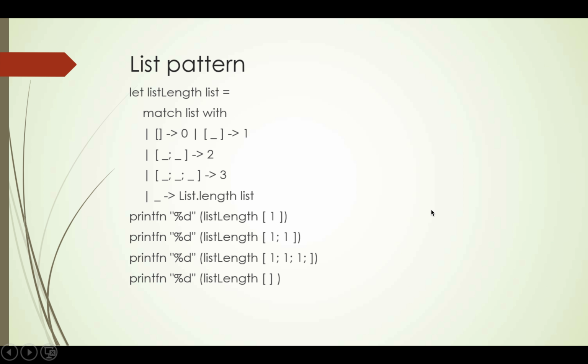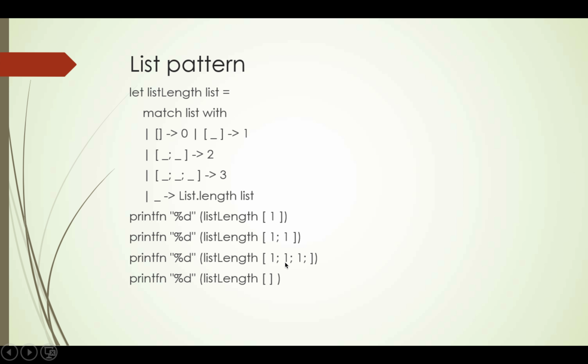Okay, so this is a list pattern. Let the list length list equal match list with what we have here. In our first one is list length of 1. So we have only 1 in here, and it's 1. Match list with, this is empty, our list is not empty, or our list has 1, so it equals 1. Our list length here with 2 comes down here, fails this one, and we're going to pass this one, is going to be our length of 2.